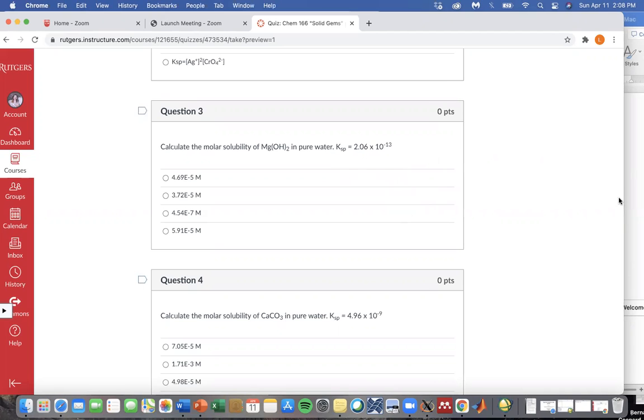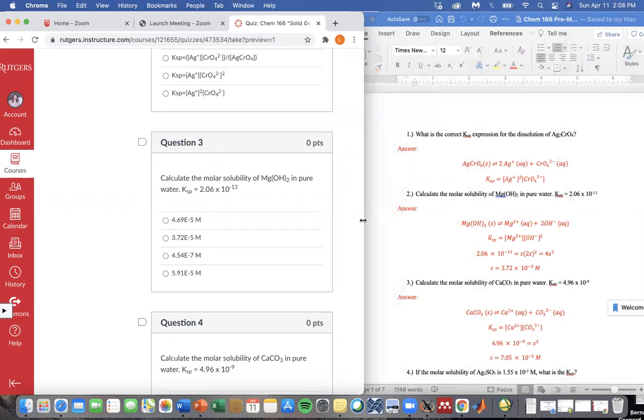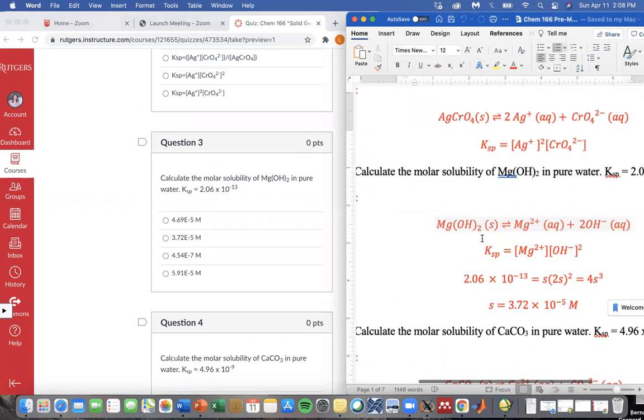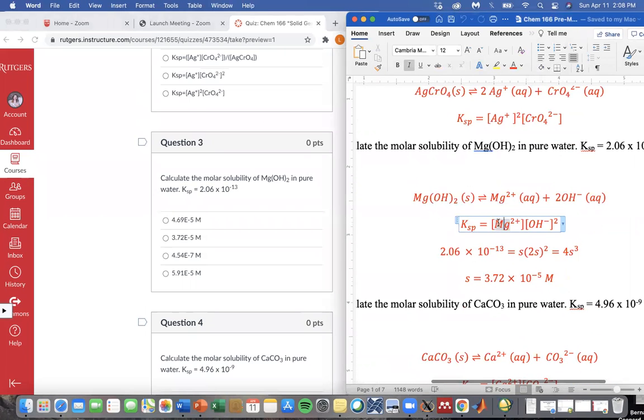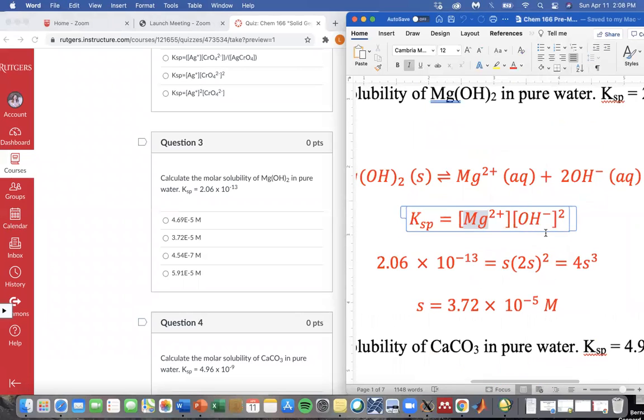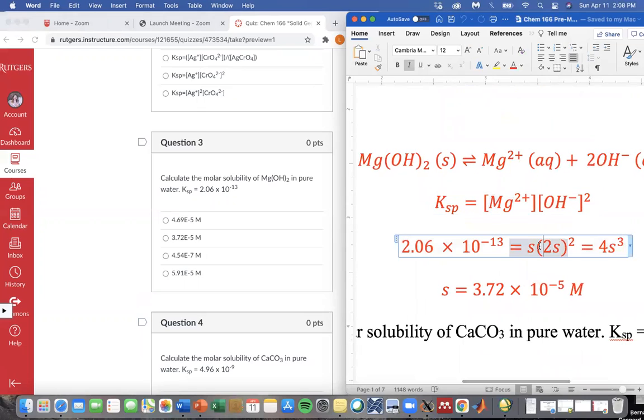Wait, no, never mind. Wait, so 4S cubed? Yeah, exactly. It would be Mg2 plus times OH minus squared, and because you'd have the 1s from here and the 2s from here, and the 2s gets squared, it ends up being 4s cubed. And so your S is equal to 3.72 times 10 to the negative 5th. Do you guys feel good about that?